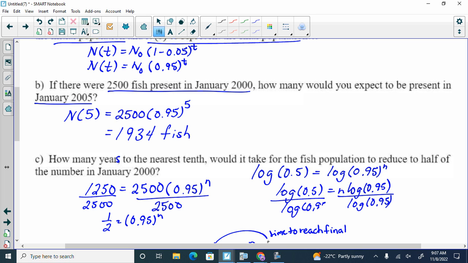And then it says to the nearest tenth. So you get 13.5. 13.5 years if they don't restock.